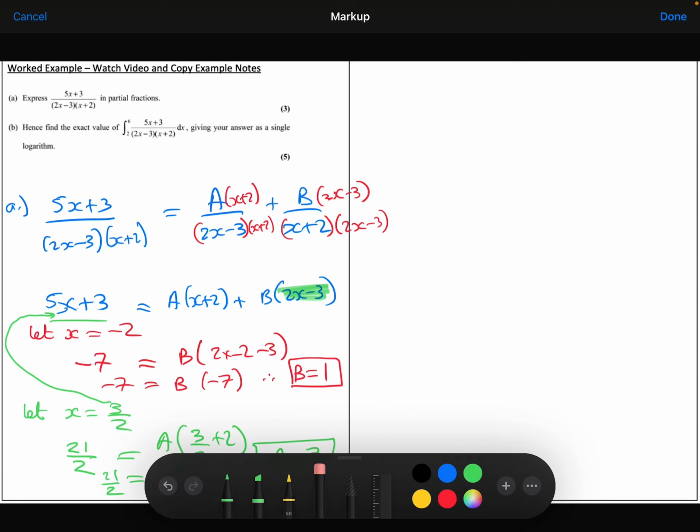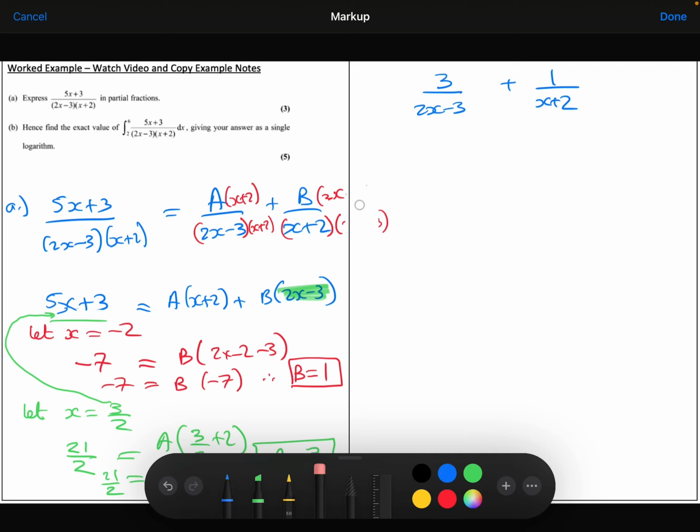So I can now rewrite my fraction as 3/(2x - 3) + 1/(x + 2). That's my answer to part A.